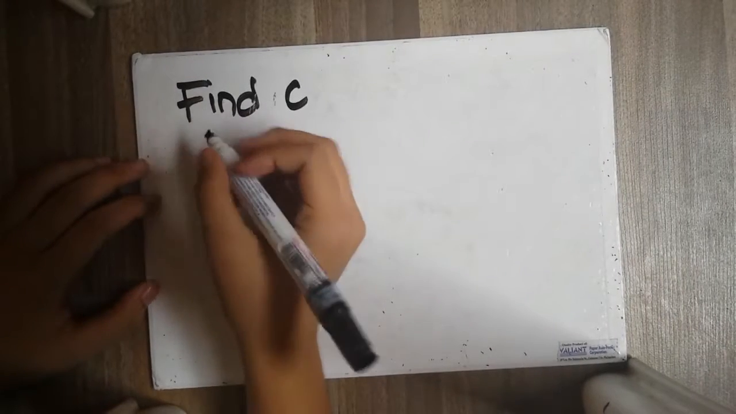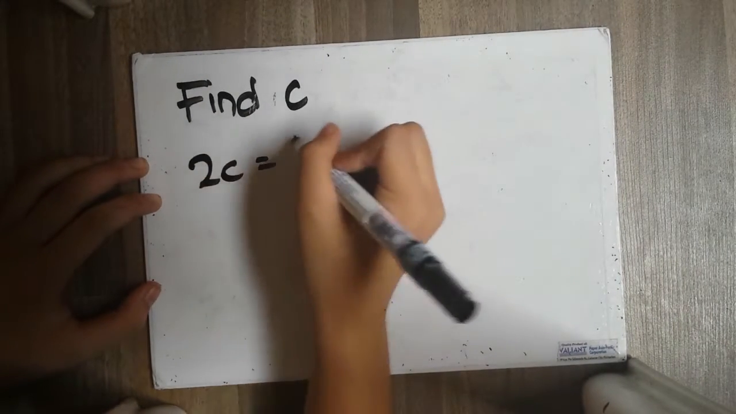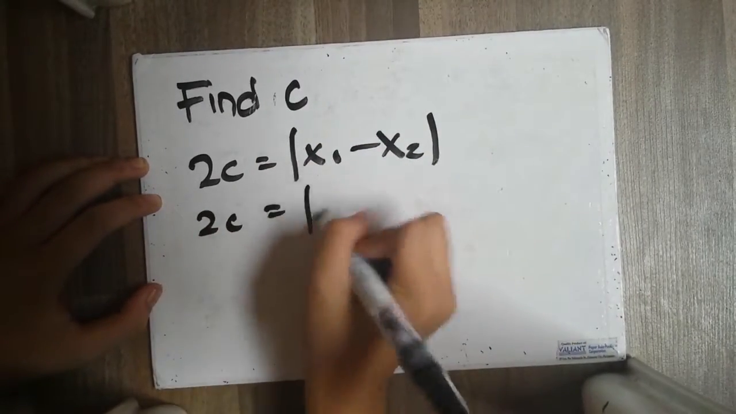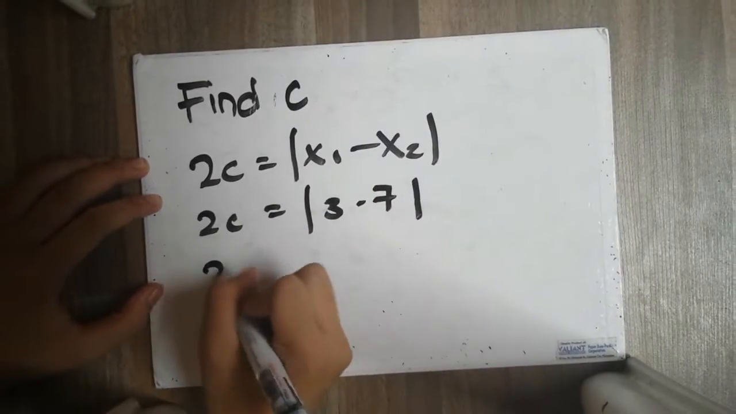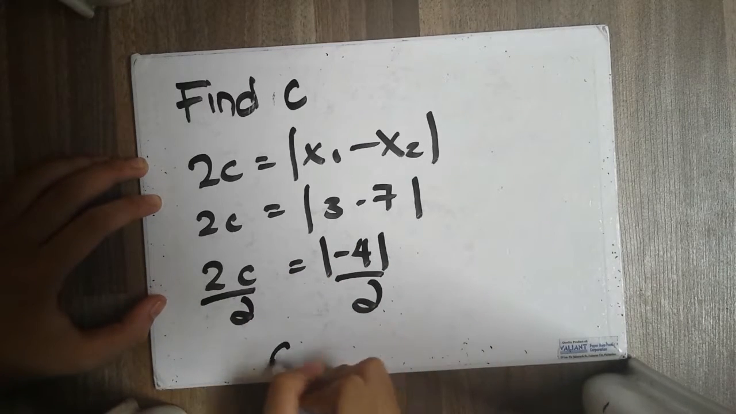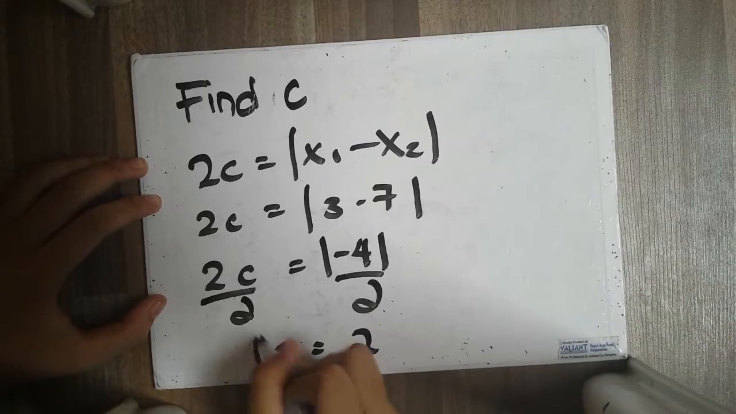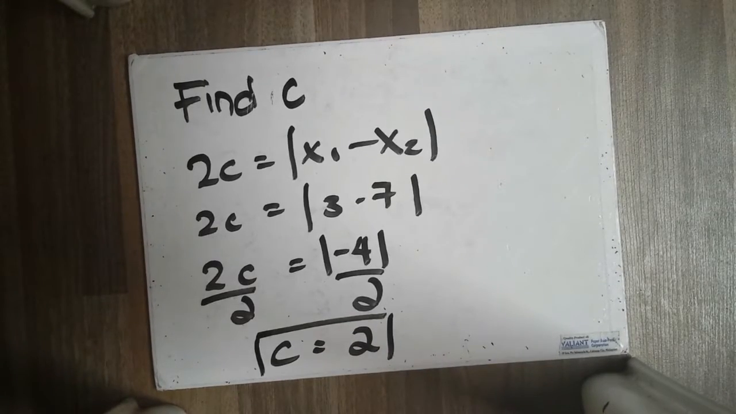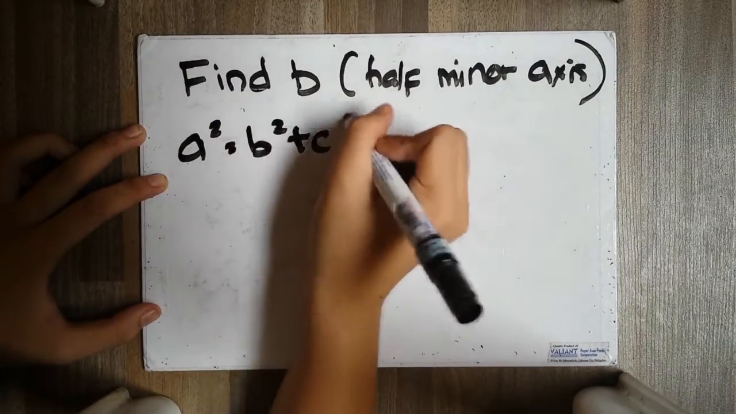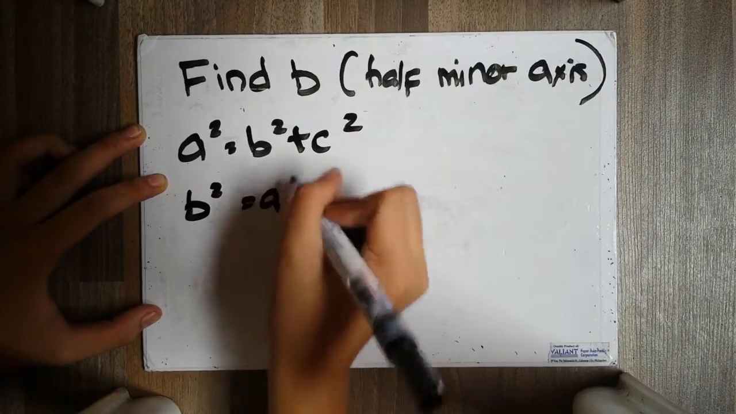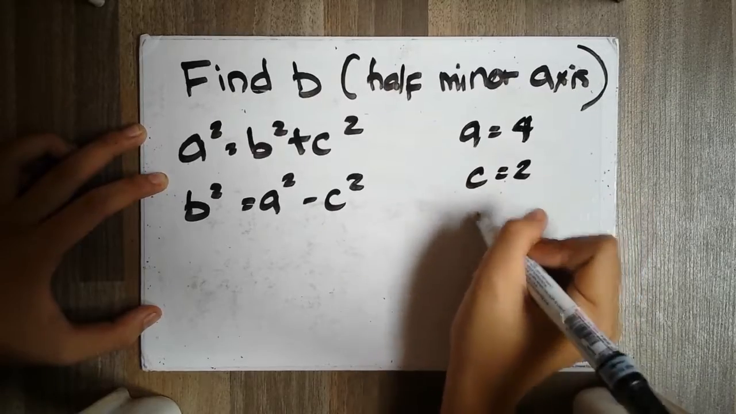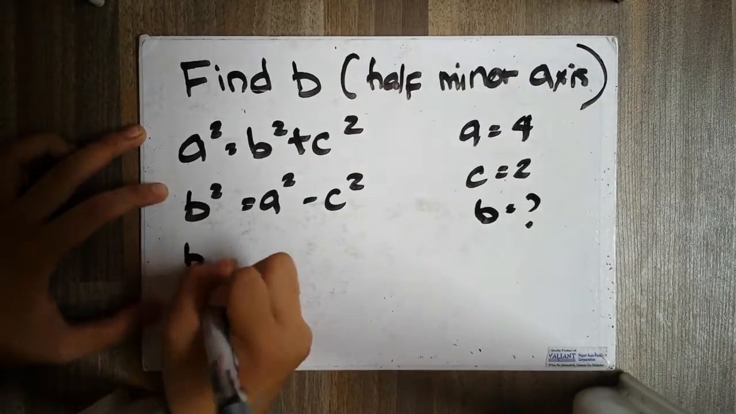We then find c. We use the formula 2c is equal to the absolute value of x1 minus x2. We use the coordinates of our foci, which are 3 and 7. With that, we know that c is equal to 2. Since b is unknown, we use the formula a squared is equal to b squared plus c squared. Then we derive it, so then it becomes b squared is equal to a squared minus c squared, wherein a is equal to 4 and c is equal to 2.